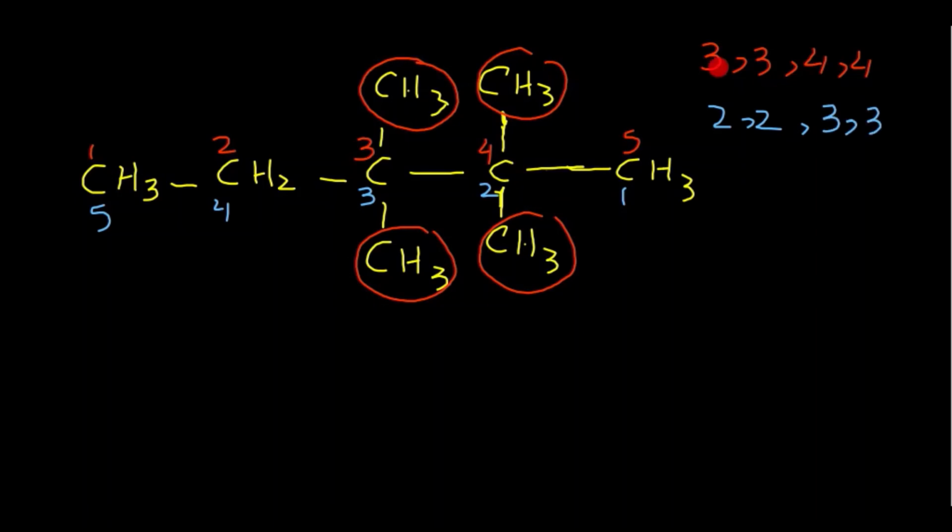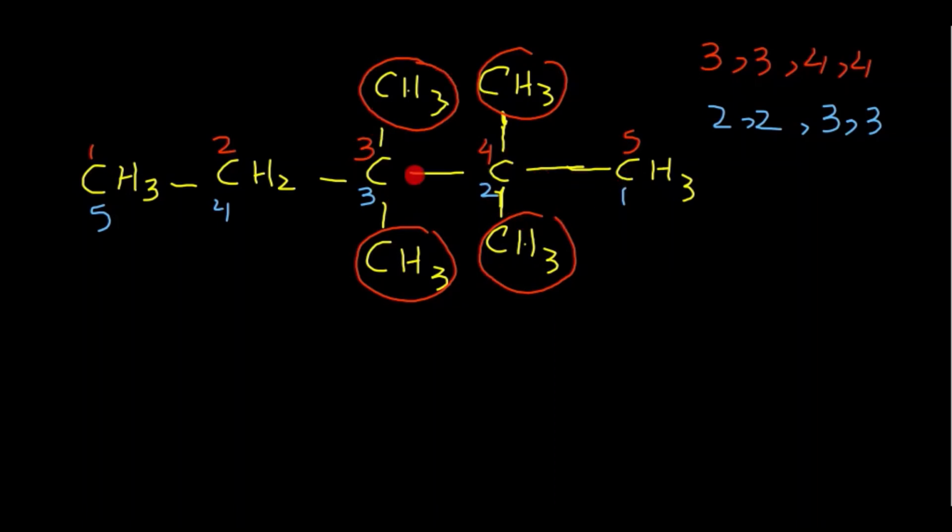Now compare these numbers, 3, 3, 4, 4 or 2, 2, 3, 3. Obviously 2, 2, 3, 3 are the lower numbers. That's why we do the numbering from the right side. Now if we do the numbering from the right side, what are the positions of these methyl radicals? 2, 2, 3, 3, tetramethyl, since there are 4 methyl radicals.